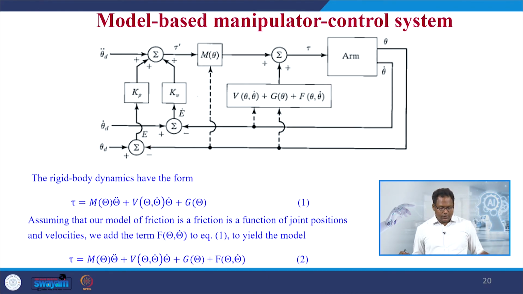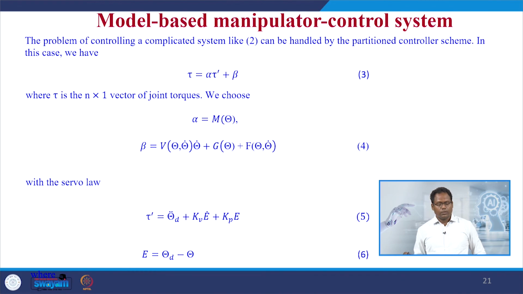Now, having seen that the inverse dynamic model is going to be helpful for controlling robotic systems, let us see the model based manipulator control system, which means we have a dynamic model given by this expression. If we assume friction also, it becomes one more term, which is friction. Then the model based manipulator control system will have the procedure as such.